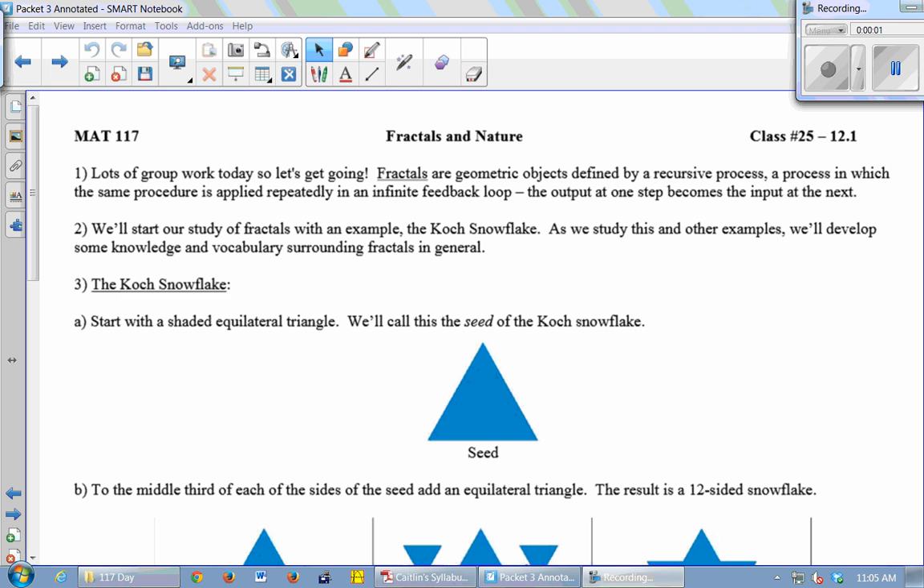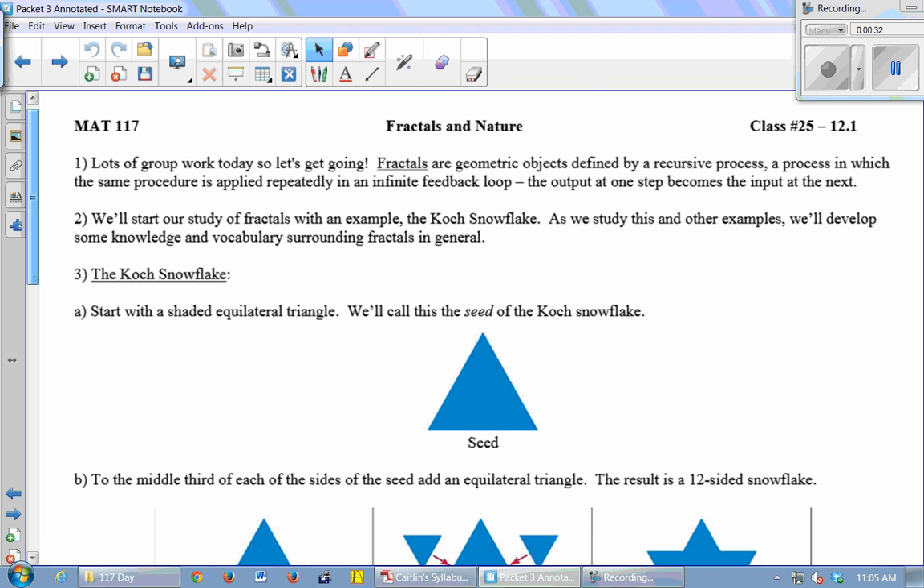Fractals and nature. We will continue talking about it next class as our last little mini topic of the semester. There's lots of group work today, so we're going to go through the lecture part quickly. A fractal is a geometric object defined by a recursive process. That's where you apply the same procedure over and over again in an infinite feedback loop, so the output at one step becomes the input at the next step.